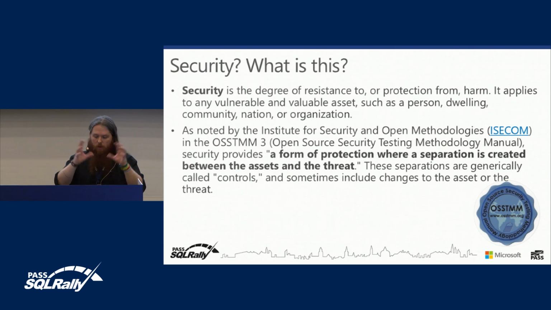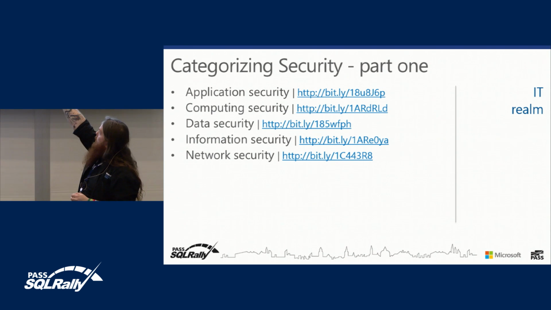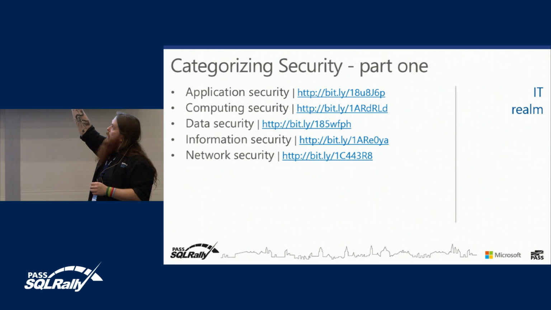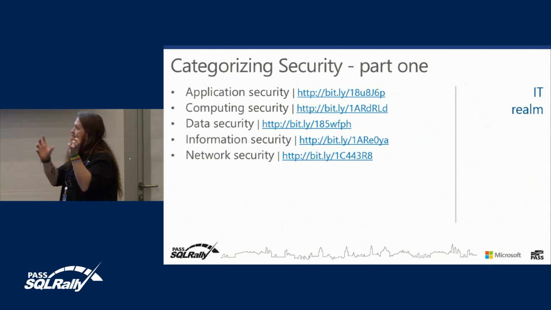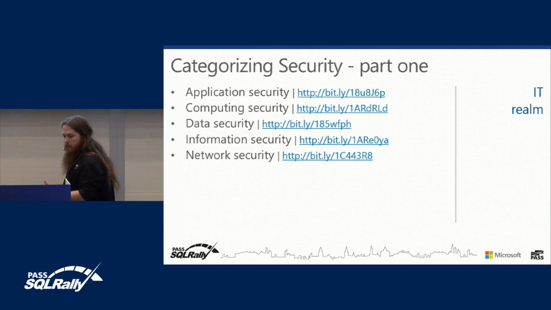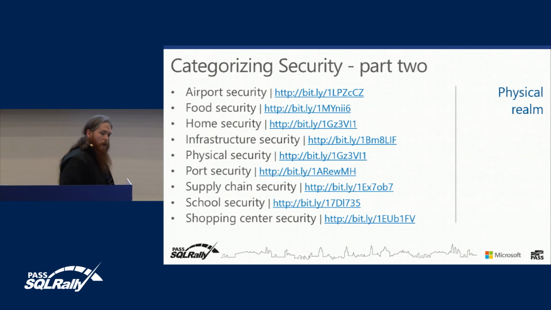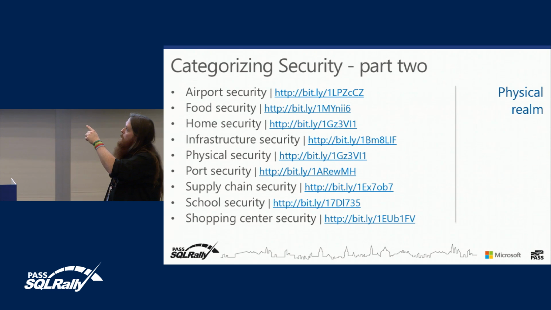I found some categorizations of security. From the IT realm, and there are links to Wikipedia, of course, and a lot of information about this kind of security: application security, computing security, data security, information security, and network security. If we look at the physical realm, we have more kinds of security.